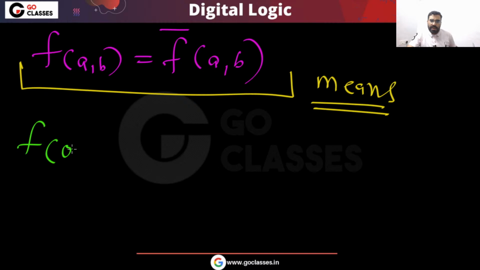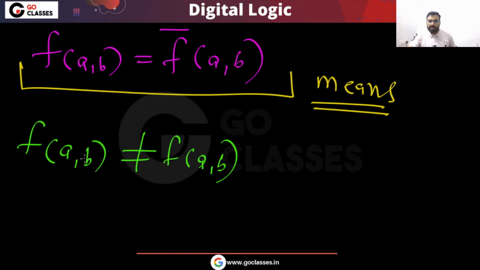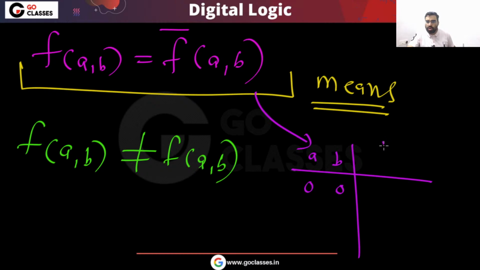This means that f(a,b) is different from f(a,b). Agree or not? Yes or no? This means f(a,b) is different from f(a,b), because what this means, look at this. For (0,0), this f for (0,0) should be the same as f complement for (0,0).